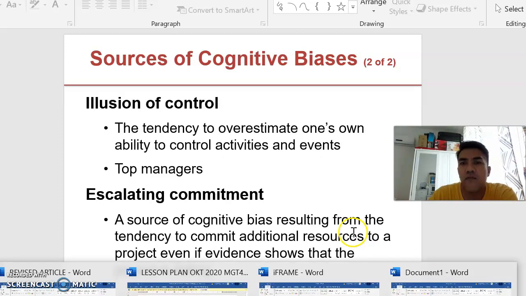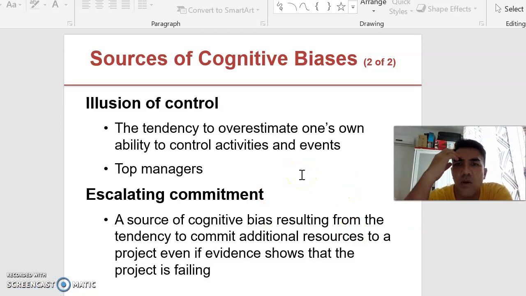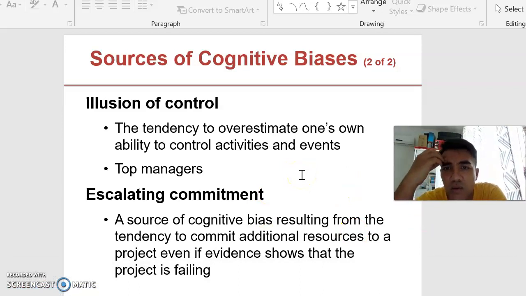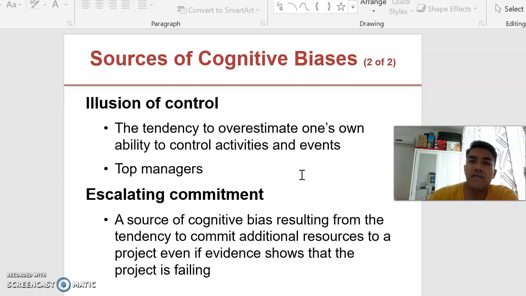And then illusion of control, the tendency to overestimate one's ability to control activities and events. We thought that we can control everything. We do not want to delegate, and we want to control everything. So we thought that we can do it, but actually we can't. So that might influence the quality of the decisions that you are going to make for the organization.